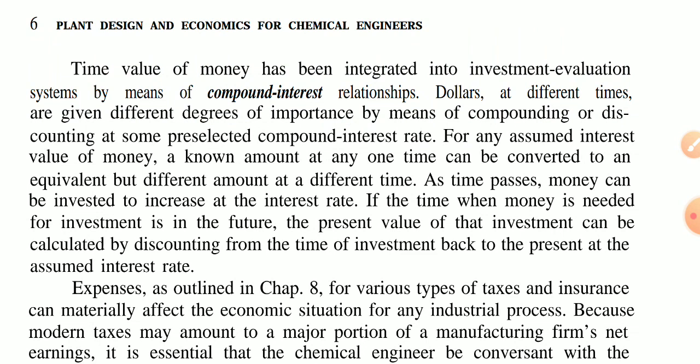Dollars at different times are given different degrees of importance by means of compounding or discounting at some preselected compound interest rate for any assumed interest value of money. A known amount at any one time can be converted to an equivalent but different amount at a different time. As time passes, money can be invested to increase at the interest rate, at the time when the money is needed. That is the requirement for us.